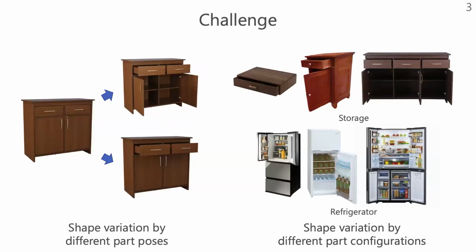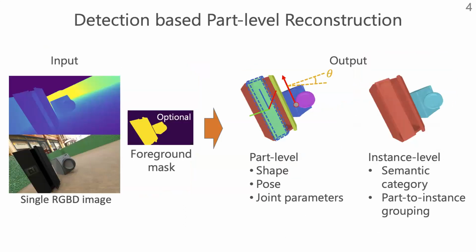Shape reconstruction of daily articulated objects is a challenging task. These objects exhibit a range of shapes resulting from different local part poses. More importantly, they display significant intra- and inter-category diversity in part configurations, including variations in part counts and structures. These factors together contribute to an exponentially increasing shape variation.